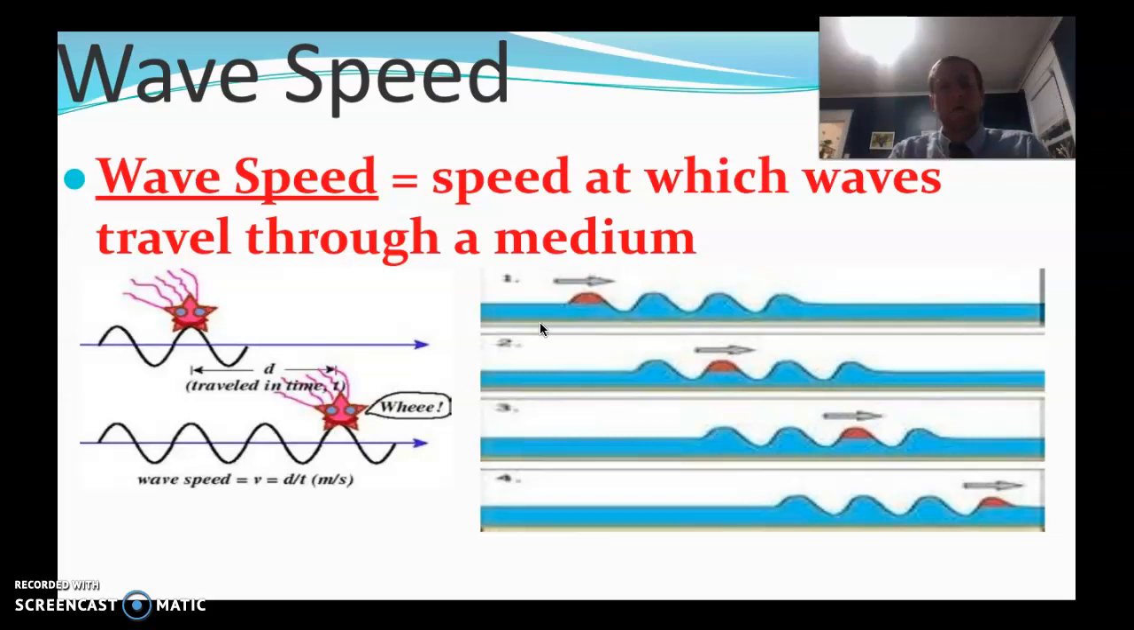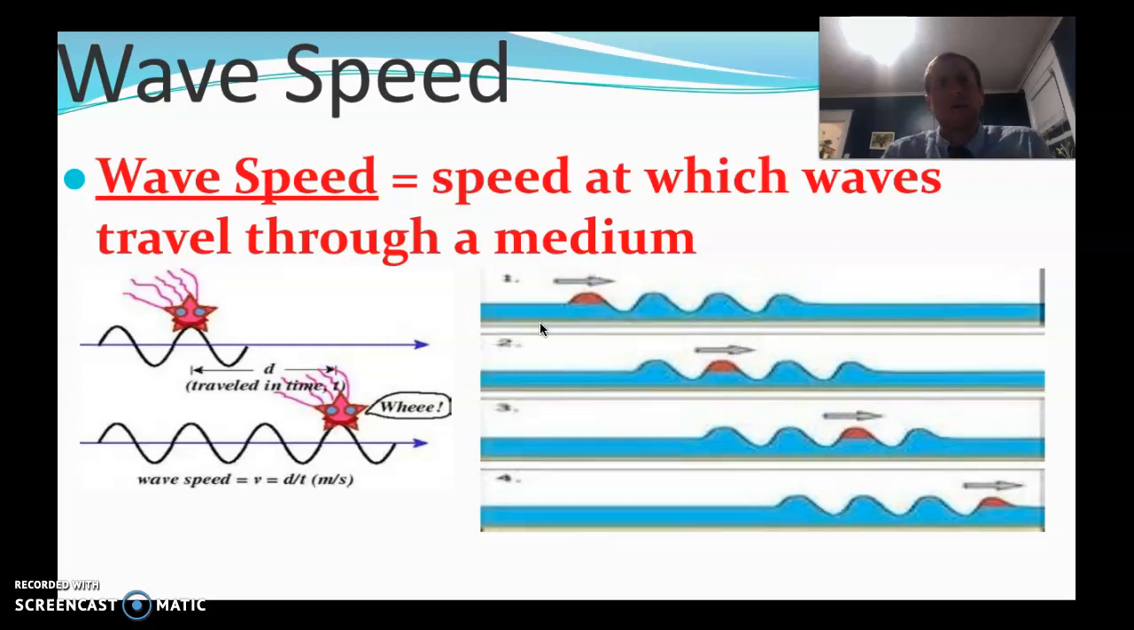So wave speed depends on the wavelength itself and on the medium it's traveling through. For light, it travels very fast. It doesn't need to travel through a medium, but depending on the medium itself, it could change how fast the wave is going to pass through it.